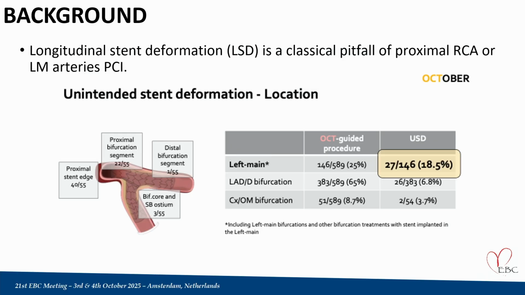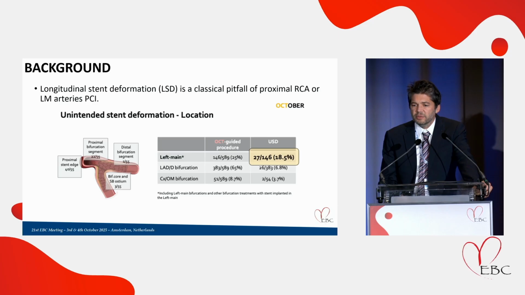Good afternoon, everybody. I apologize for my delay. As you know, the longitudinal stent deformation is a classical pitfall of proximal right coronary artery and left main PCI. It's mostly underdiagnosed by conventional means, but when you try to study that with intracoronary imaging, you observe that the incidence could be up to 20% in left main, as shown in the October trial.